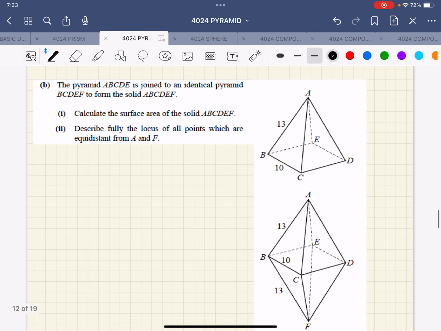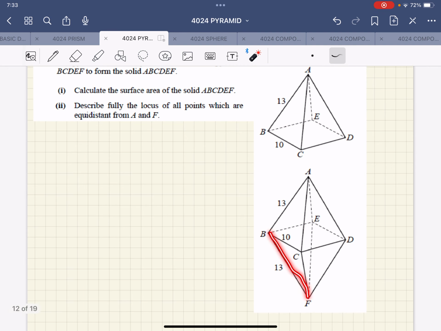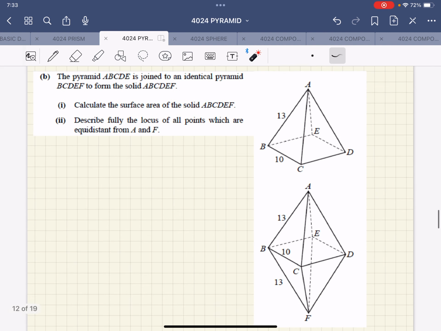Now what are they doing? They are taking this pyramid ABCDE, which is joined to an identical pyramid BCDEF. So BCDE is already there, and then there is F downstairs. So basically an identical pyramid is joined. Calculate the surface area of the solid ABCDEF. Now this is a trick question.